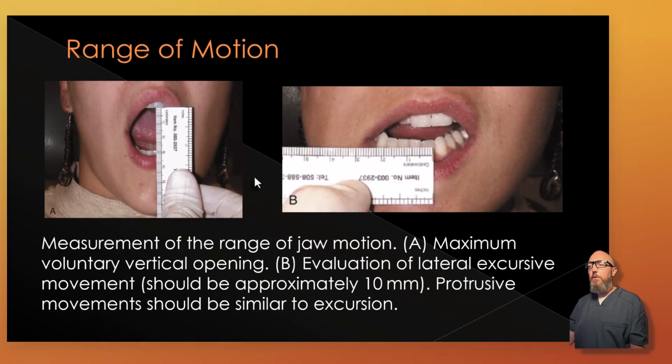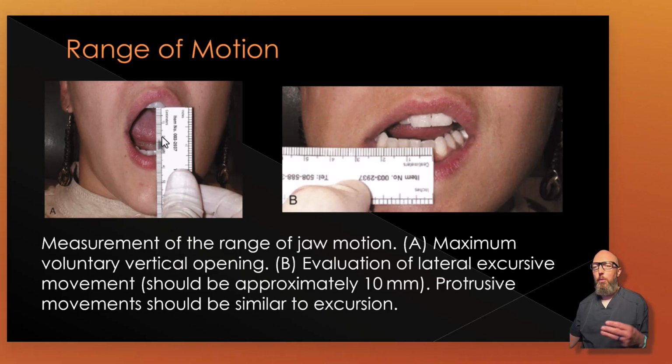Also, you want to take a range of motion measurement. In most adults, they should be up to about 5 millimeters or more. And so she looks like she's a little limited. Some of that may be smaller anatomy. Then you also measure lateral or excursive movement, and that should be around 10 millimeters on each side.